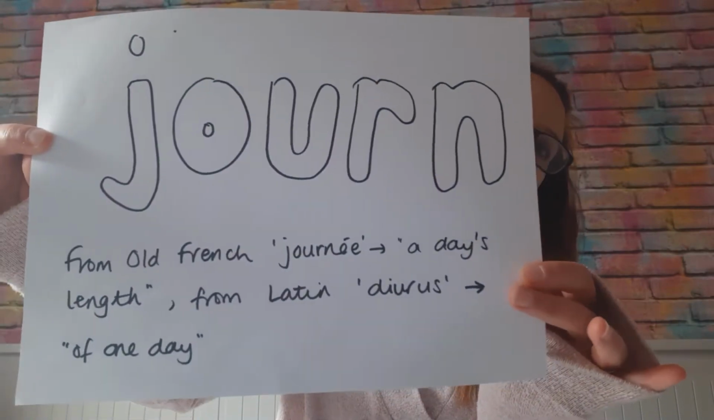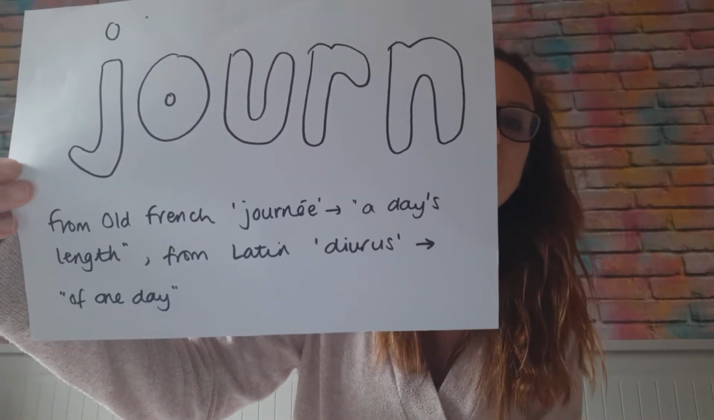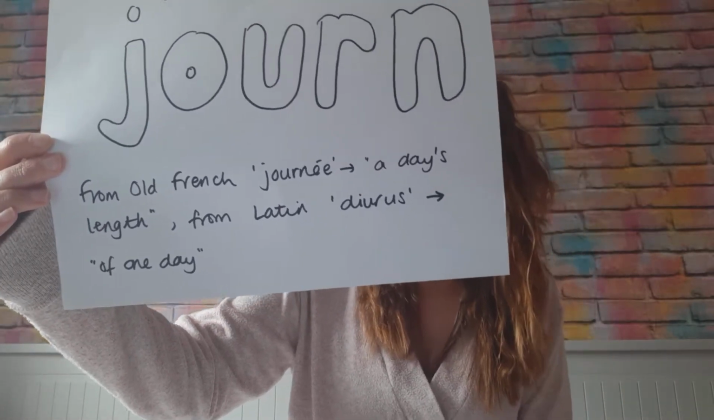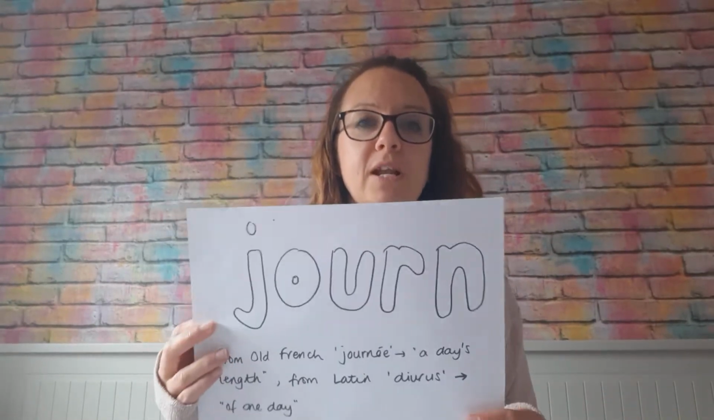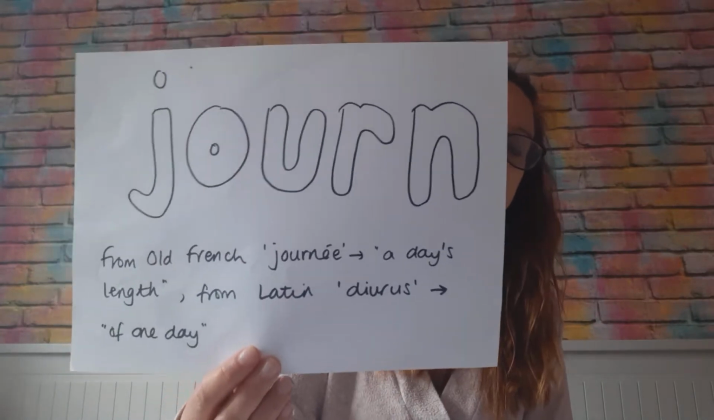We've got a new root word for us today. It is this. This is journ. So it's from the Old French journée, which meant a day's length, which is from the Latin diurnus, which was all about of one day. That's where diary comes from as well. So it's all to do with the length of a day, or how long it takes to do something, but it's all around that kind of day's length.